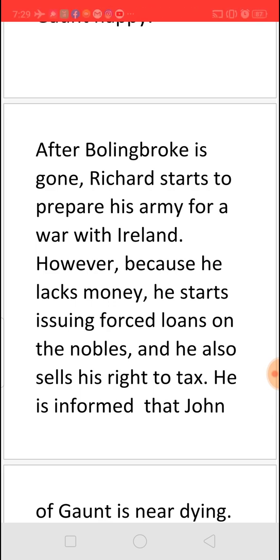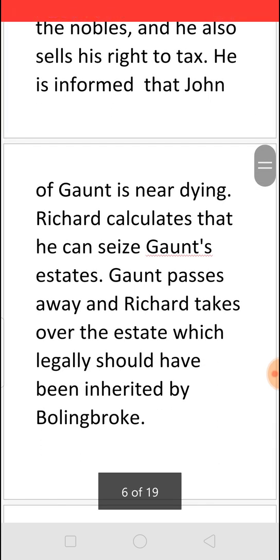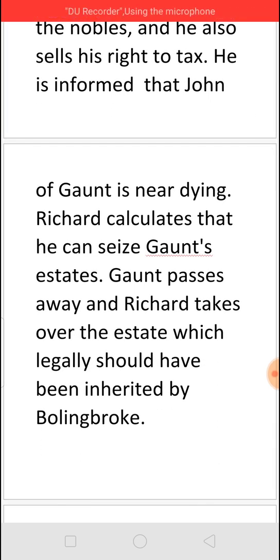But at the same time, he finds out that there is no money left because he has already spent a lot of money. So he asks for a loan from the nobles, and actually he compels them to give the loan, and he also sells his right to taxes to get money. And then he gets information that John of Gaunt is very sick, because already we know that he was old and sick, and now because of his son's banishment he is affected and is almost on his deathbed.